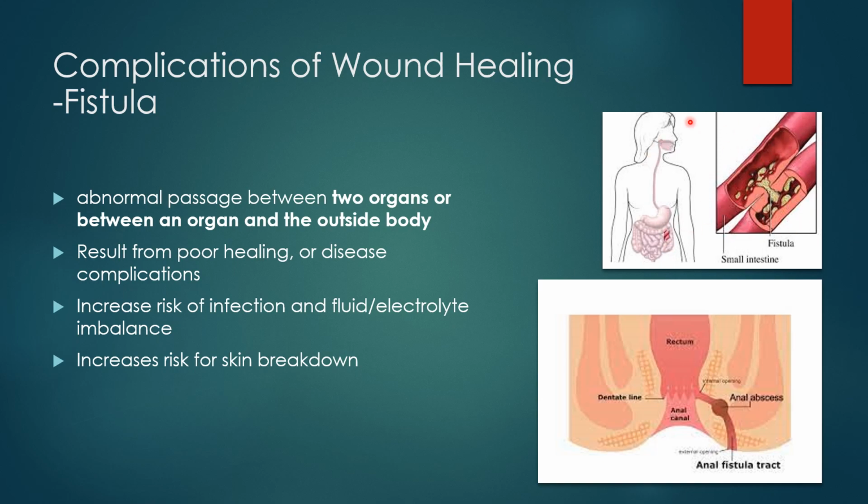In this picture, we have a small intestine fistula, where there's a fistula between two small intestine tracts. And this one here is the wound care fistula. We have an abscess that has formed internally, and it has created a canal both externally and internally. This means that there is an opening between the outside and the inside that is not normally there.